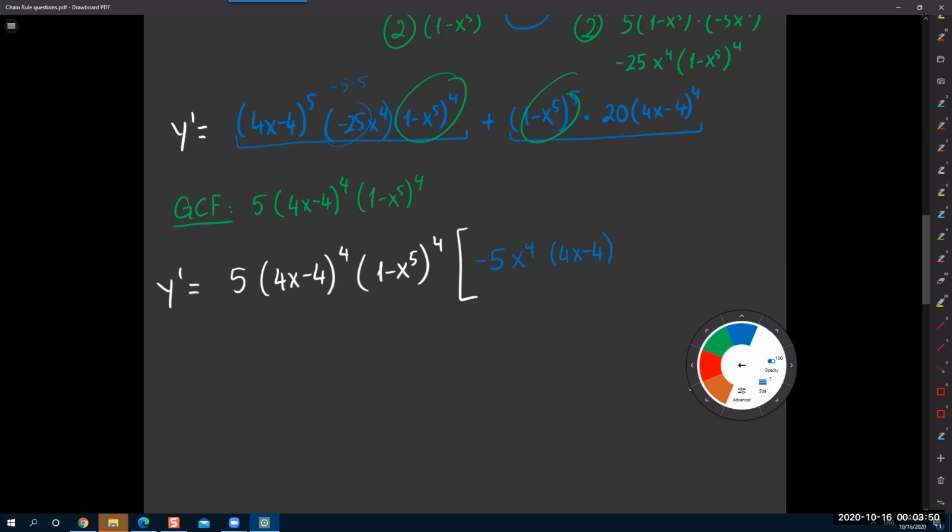Because you factor not 4x minus 4 to the fourth power, you have fifth power in here, so one of them left. And from the second term, plus, you factor that 5, 4 left, because this is 5 times 4, you take the 5 out, and you also factor that 1 minus x to the fifth to the fourth power. So what's left in here? 1 minus x to the fifth. And you factor this whole part out, so that's gone.